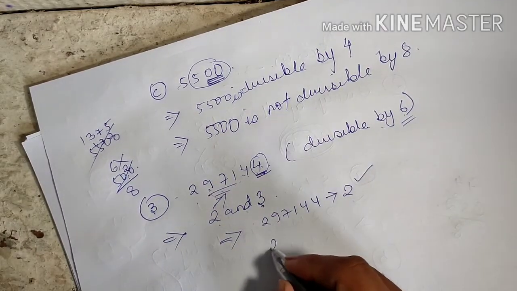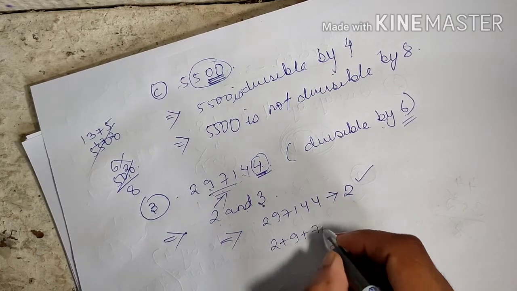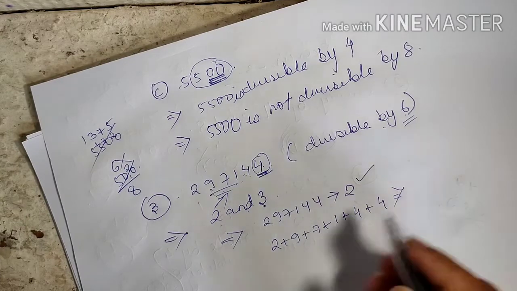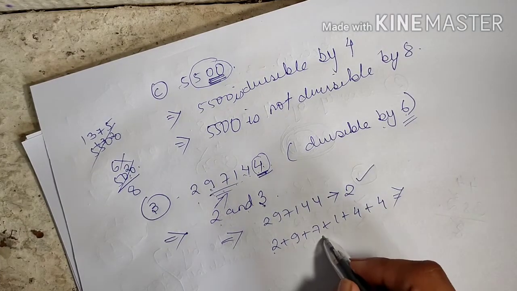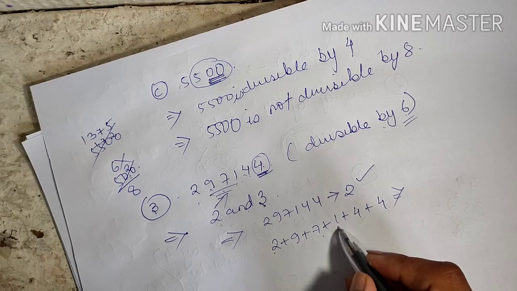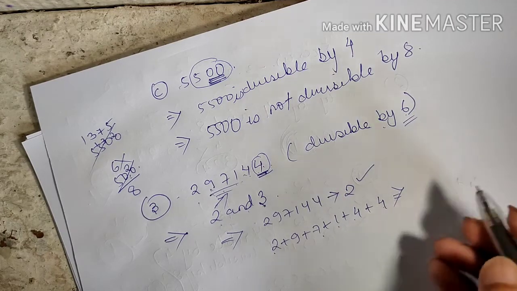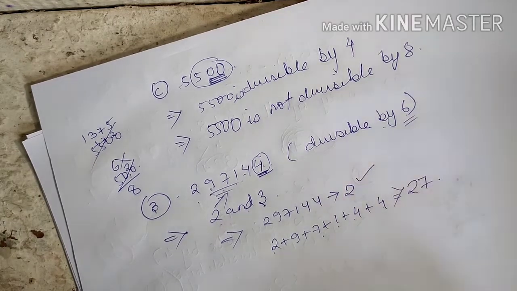So what do you have to do to check it? We have to add the digits: 2 plus 9 plus 7 plus 1 plus 4 plus 4. 9 plus 2 is 11. 11 plus 7 is 18. 18 plus 1 is 19. 19 plus 4 is 23. 23 plus 4 is 27. So after adding you will get 27.